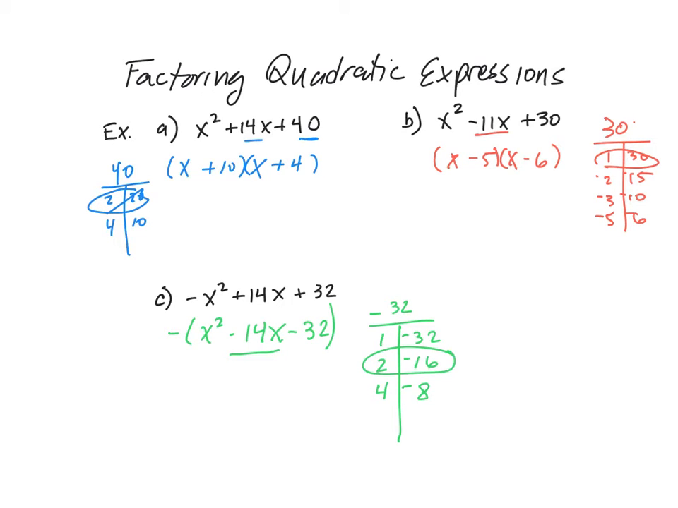So I'm looking, here are my two terms. When I factor this, I have x plus 2 and x minus 16, because negative 16 and 2 when multiplied together give me negative 32, and when added together give me negative 14.